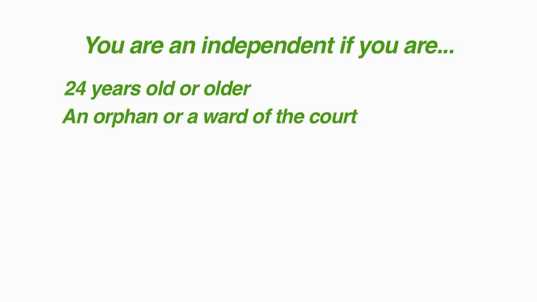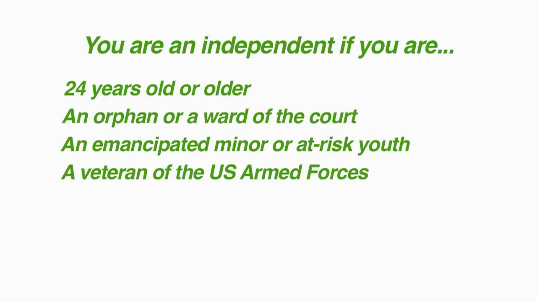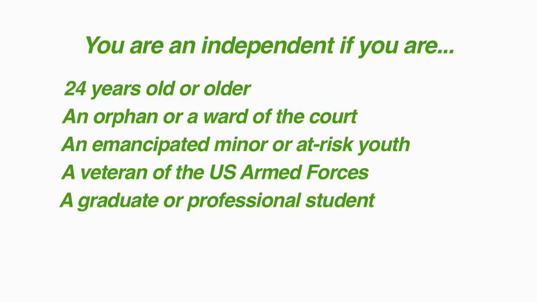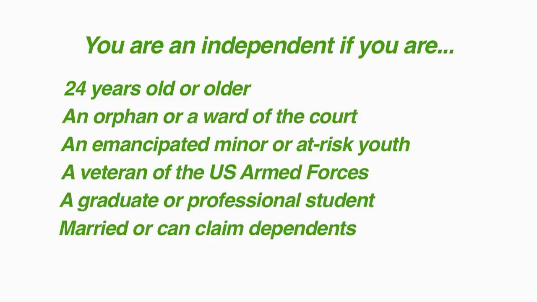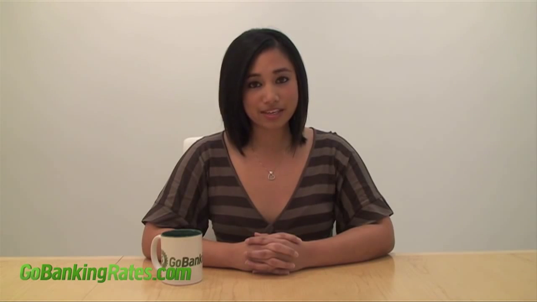an orphan, ward of the court, or were a ward of the court until 18 years old, if you are an emancipated minor, or an unaccompanied youth at risk for homelessness on or after July 1st of the current year, a veteran of the U.S. Armed Forces, a graduate student or professional student, are married, or have legal dependents like children, and if you have unusual circumstances as deemed by a financial aid administrator. If you don't meet any of these qualifications, you still need to provide your parents' financial information for the FAFSA, even if you don't live with them or have filed your own taxes.